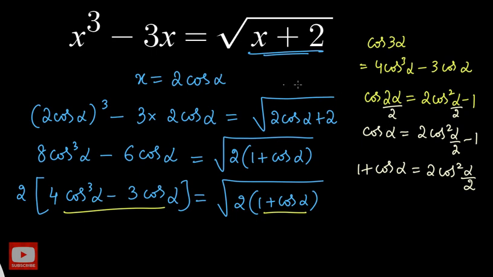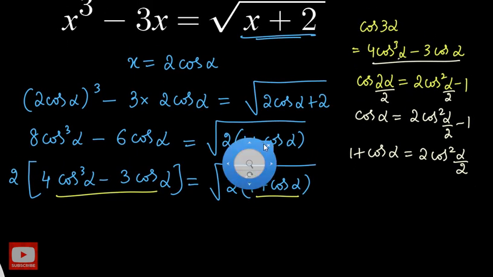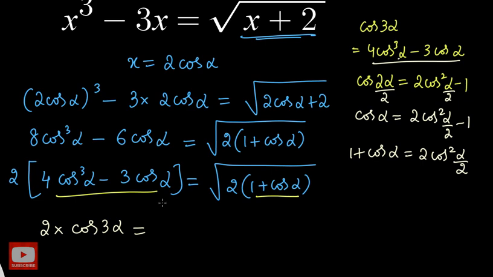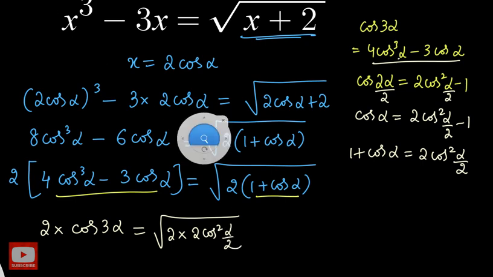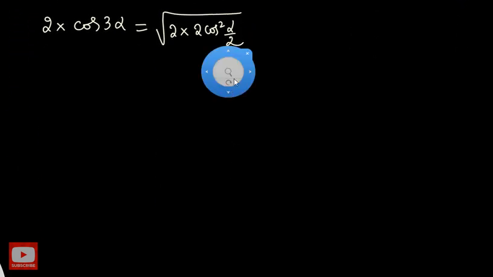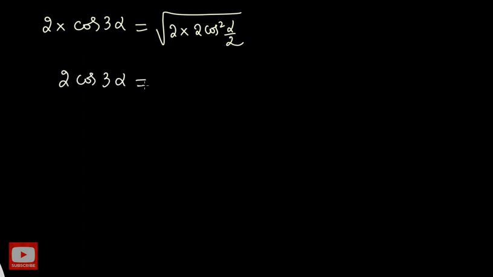So we are going to make these substitutions. In the place of 4 cos cube alpha minus 3 cos alpha, we are going to write cos 3 alpha. Okay, let's do that. So here this will be 2 times, and this whole expression is nothing but cos 3 alpha, that is equal to the square root of 2 times 1 plus cos alpha, which is 2 cos square alpha by 2. So let's try to simplify this further and see what we get. So here we have 2 cos 3 alpha equal to square root of 4 times cos square alpha by 2.